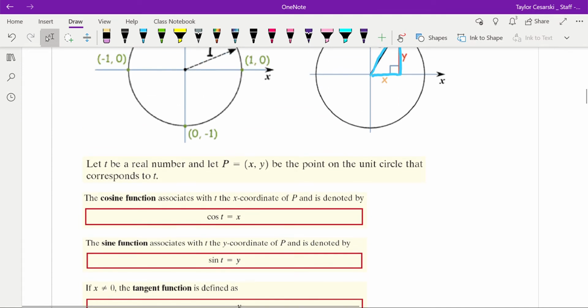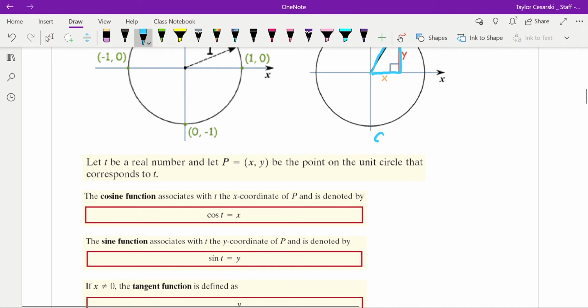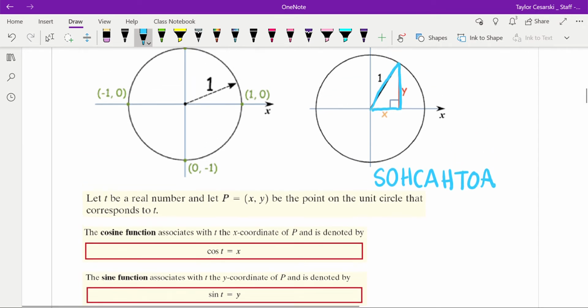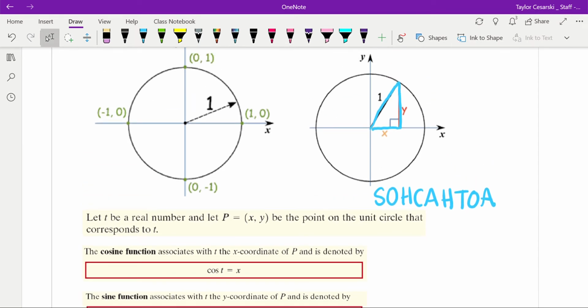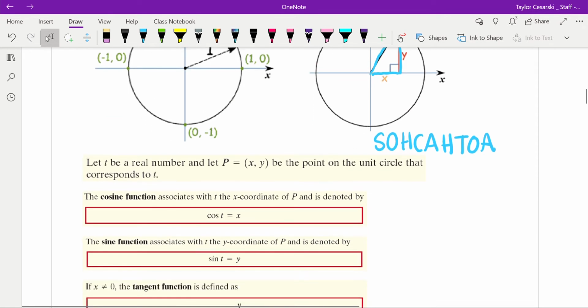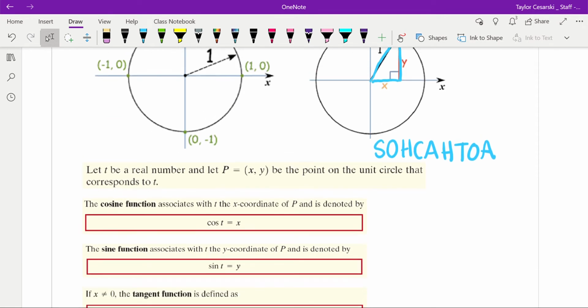So you probably remember something called SOHCAHTOA. We're going to bring that back for a second. SOHCAHTOA stands for sine is opposite over hypotenuse, cosine is adjacent over hypotenuse, and tangent is opposite over adjacent. So cosine, it says cosine equals x, but where does that come from?